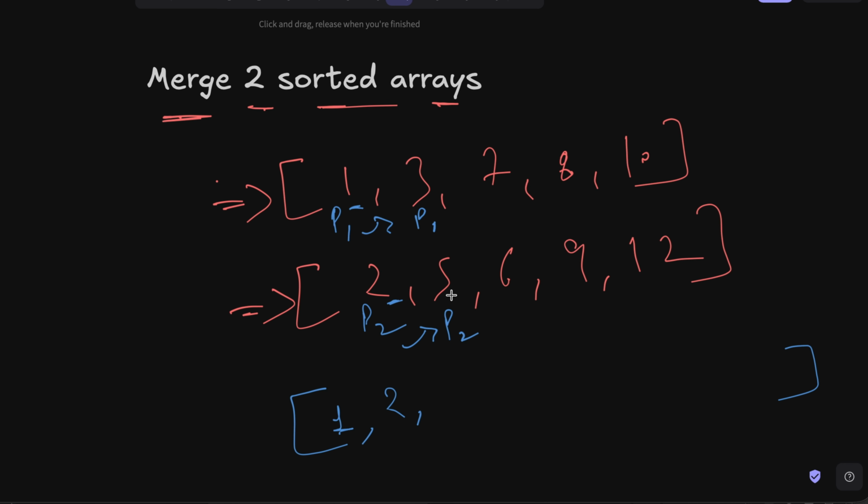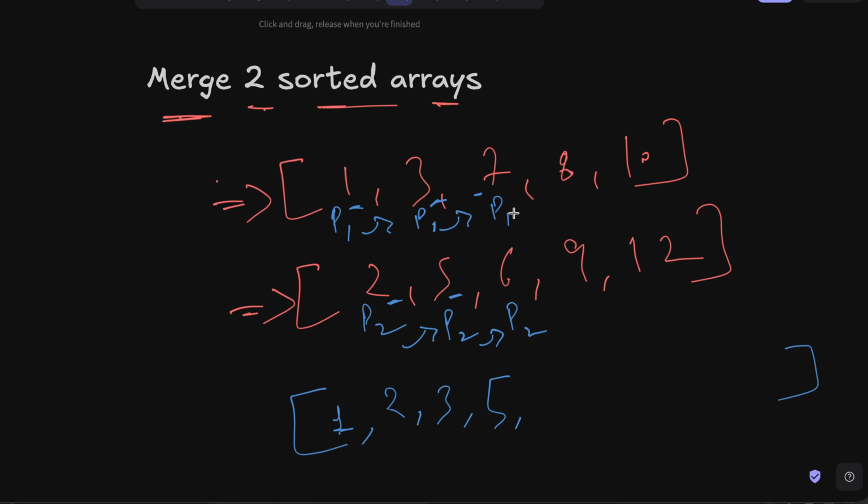Now we will check which one is smaller, 5 or 3? 3 is smaller, so we will take 3 and shift the P1 to the next element, that is 7. Which one is smaller, 7 or 5? 5, right? So we will take 5 here and then shift the P2 to the next element, that is 6. So P2 is at 6.